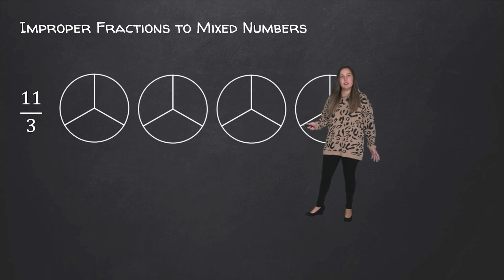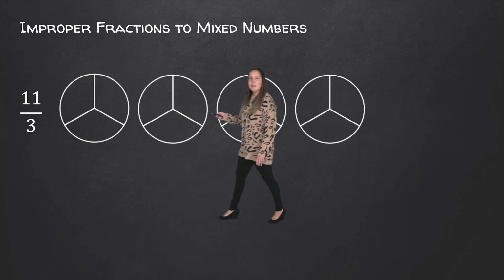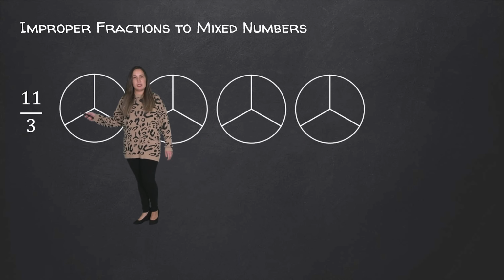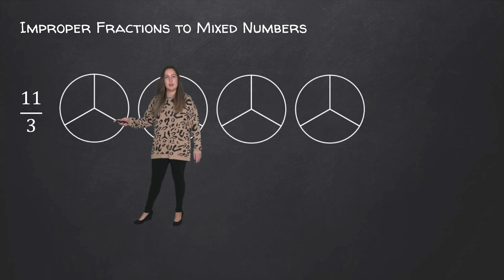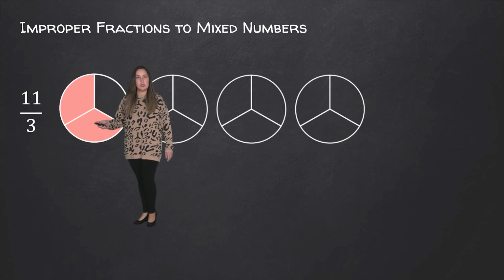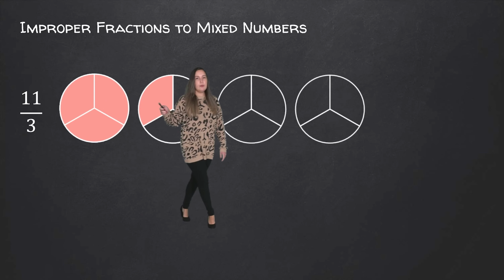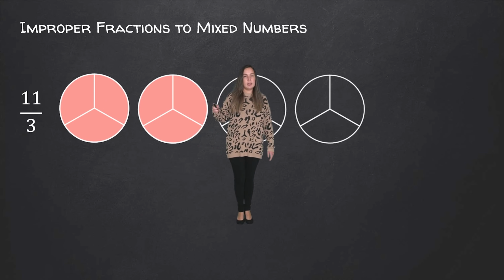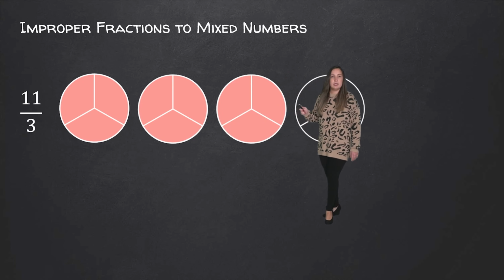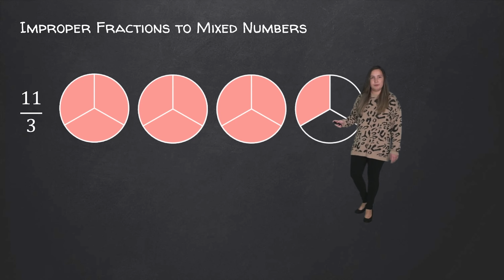So let's do another example. Here we have 11 over 3. And again, the denominator represents how many equal parts these circles have. And then the 11 represents how many of these parts we're going to shade in. So 1, 2, 3, 4, 5, 6, 7, 8, 9, 10, and 11.